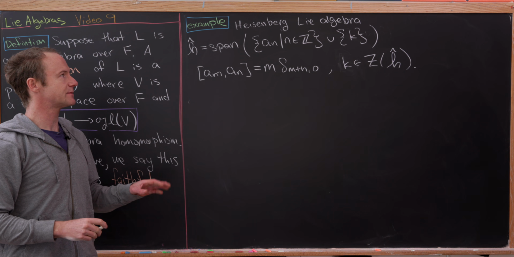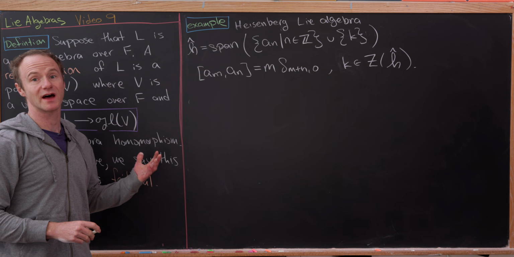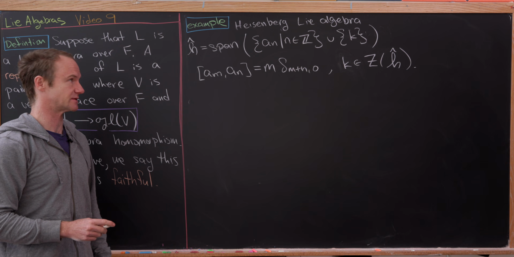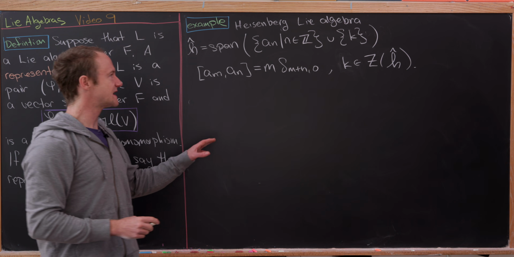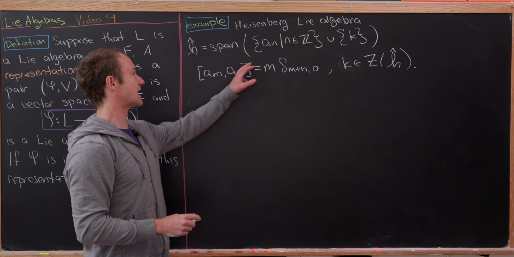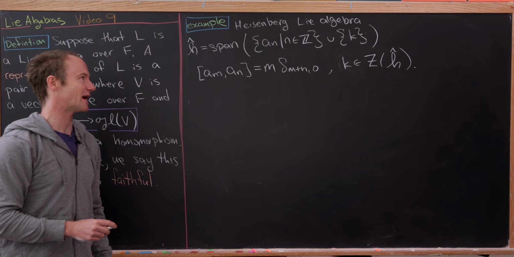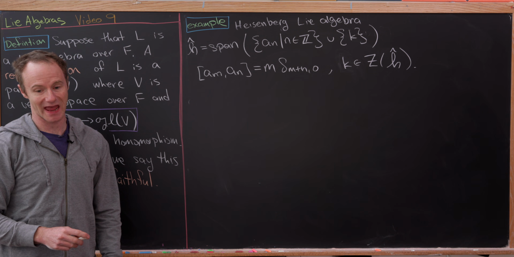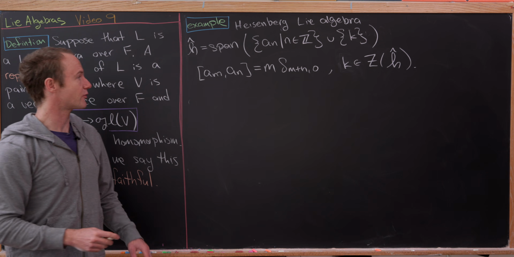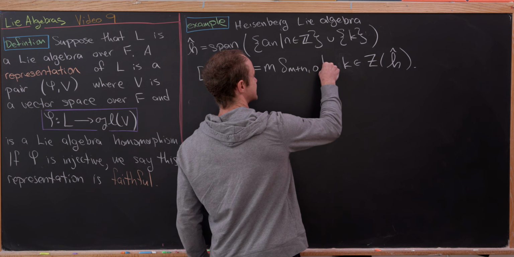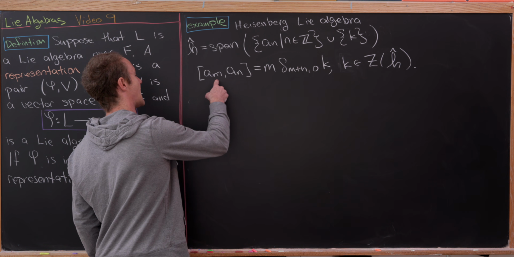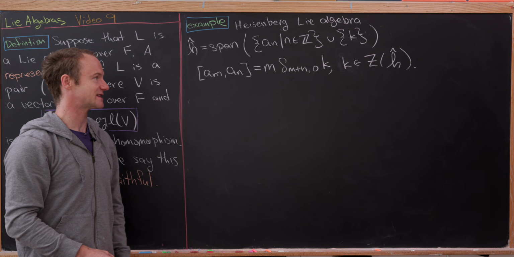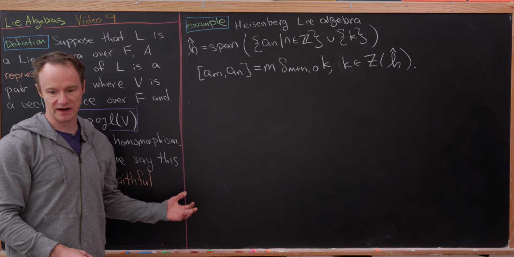So for our next example, we'll recall something called the Heisenberg Lie algebra. This is like an infinite dimensional Heisenberg Lie algebra. We'll take this to be the span of these vectors, which I'll denote by a sub n, union another vector which we'll call K. And the bracket relations go like this. If you take the bracket of a_m with a_n, you get m delta_{m+n,0} times the vector K.